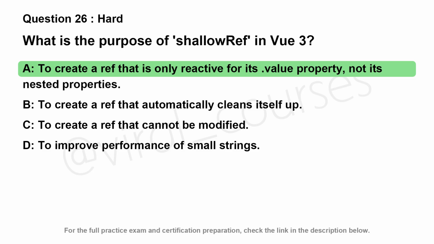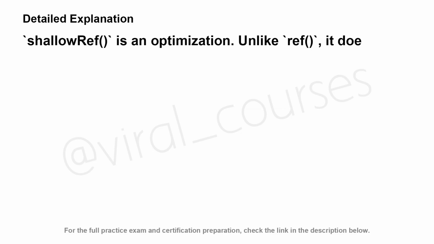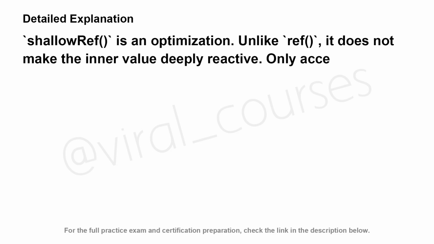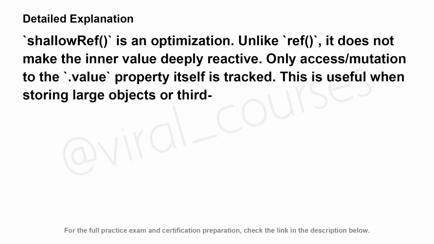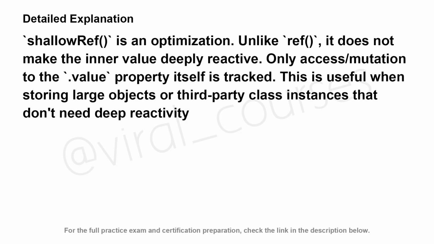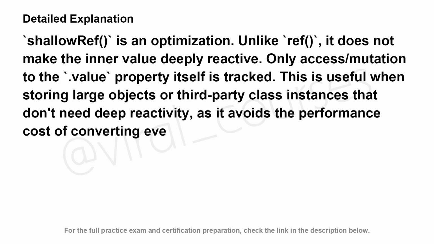The correct answer is A. shallowRef is an optimization. Unlike ref, it does not make the inner value deeply reactive. Only access and mutation of the value property itself is tracked. This is useful when storing large objects or third-party class instances that don't need deep reactivity, as it avoids the performance cost of converting everything into proxies.